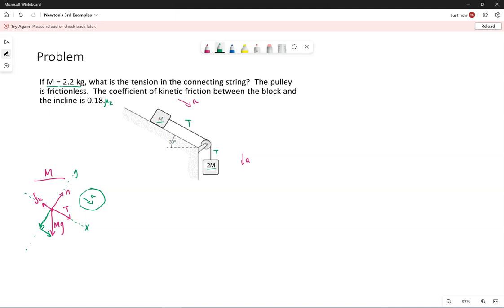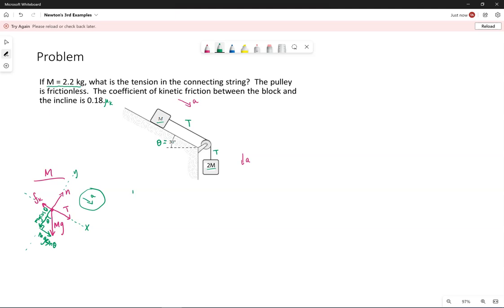So when we do rotate a coordinate system, the angle between the force of gravity and the new y-axis is the incline angle, the 30 degrees. And so we can say that this y component of gravity is mg cosine theta. This x component of gravity ends up being mg sine theta.